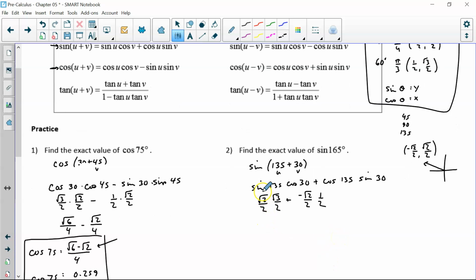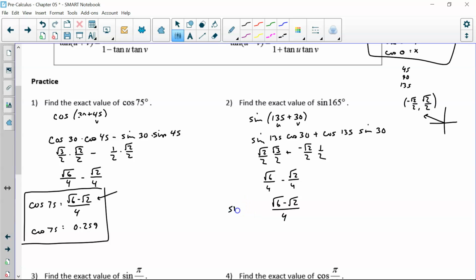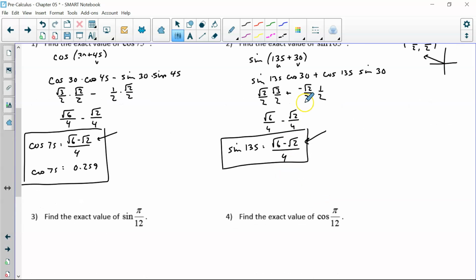So now we just multiply. Root 2 over 2 times root 3 over 2, you get the square root of 6 over 4 minus the square root of 2 over 4. So you get the square root of 6 minus the square root of 2 over 4. That's the exact value. You could look at the decimal equivalent and compare it to when you just do sine of 165 on your calculator. You'll see that they're the same. But like I said, we're looking for this exact value, not a rounded value like the calculator would give us.